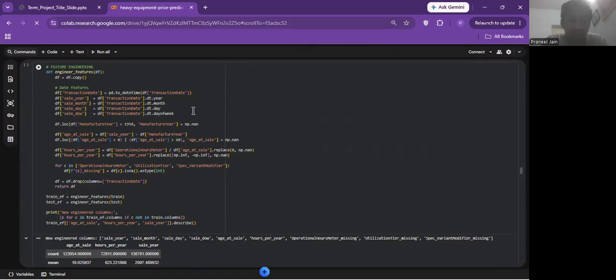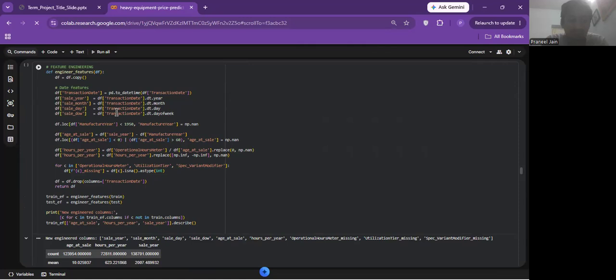Focusing on trend. Since we saw the price trend over time in EDA, I have broken the transaction date into sale year, month, and day of the week, as we can see here, because tree structures can't use raw datetime. So this helps the model learn from any seasonal or yearly pattern. That was the first feature engineering that we have done.